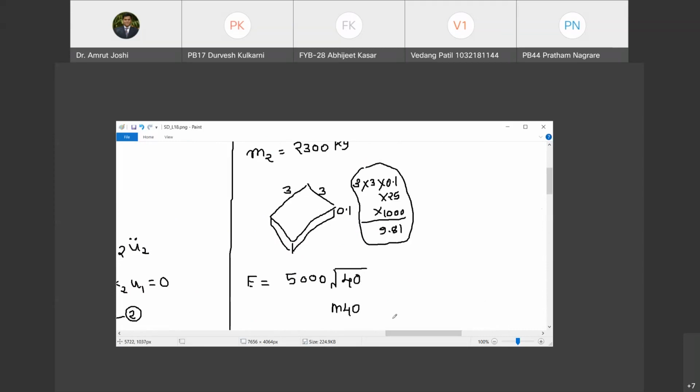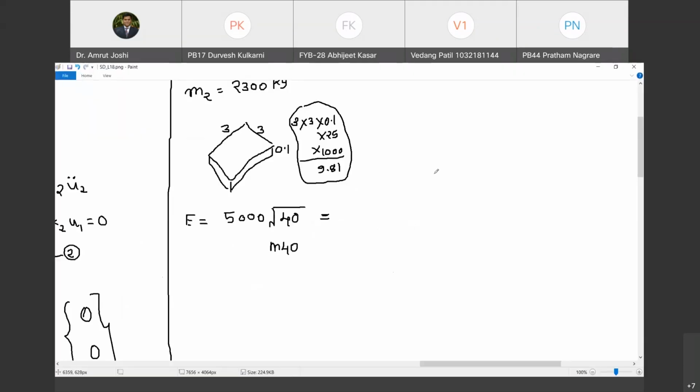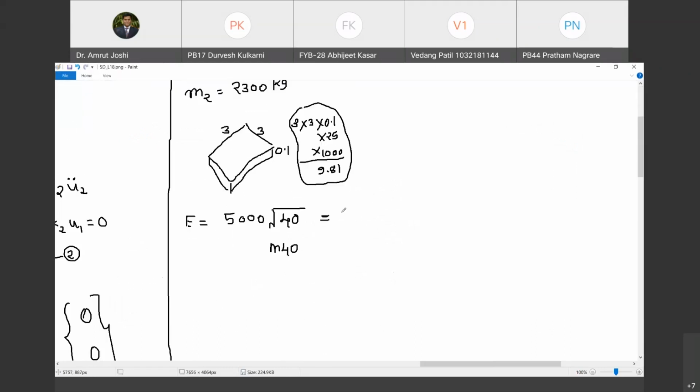So write the column's E. Therefore 5000 root fck, that is 40. So tell me how much is this? 5000 root 40. This will be in MPa. How much does it come to? So 31,622. We will not round off this value; we will round off the EI value later. So it is 31,622 MPa, right? Yes, sir. MPa means Newton per mm square.